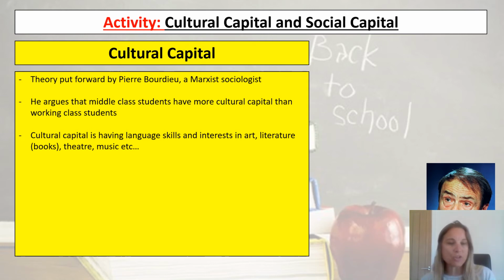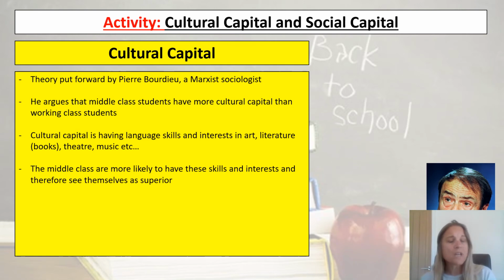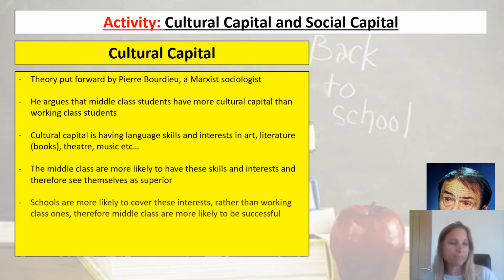They read books, they learn about current affairs. And as a result, they've then got the skills and interests that fit in with the skills and interests of the school, and they see themselves a little bit superior. And schools are more likely to cover these interests rather than working class ones, so therefore the middle class are more likely to be successful.